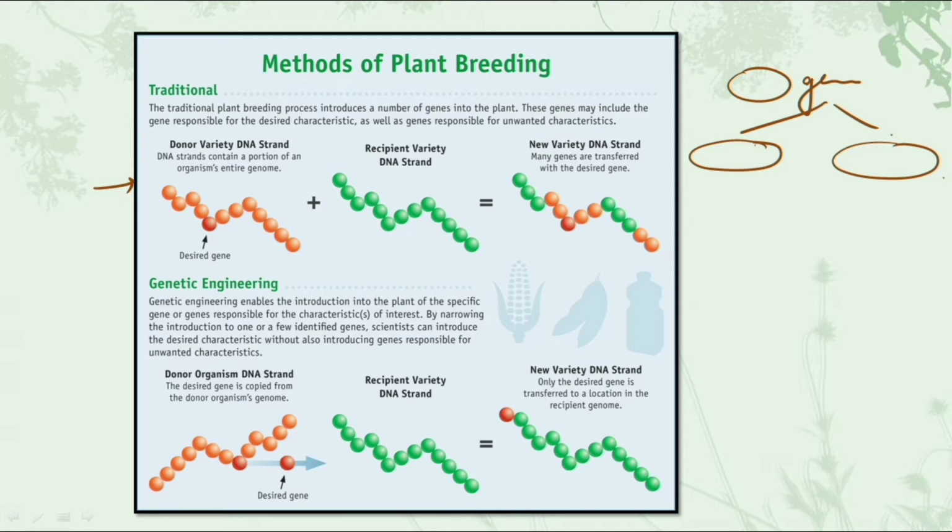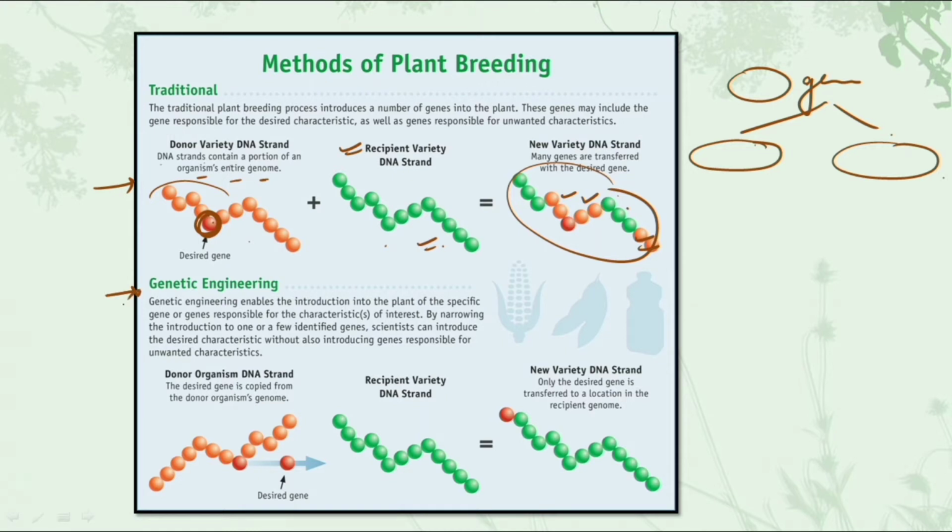This is how the complete process looks. We have the donor variety DNA fragment. The DNA strand contains a portion of the organism's entire genome. This is the desired gene that we are targeting, and this is the recipient variety. After this is inserted into the recipient variety, we get a new variety. Now this new variety has some wanted and also some unwanted genes. So this is one of the drawbacks of the traditional method.